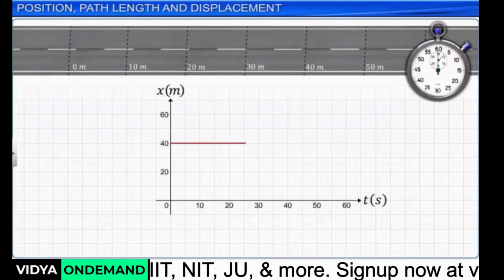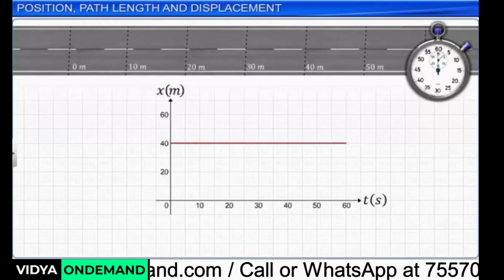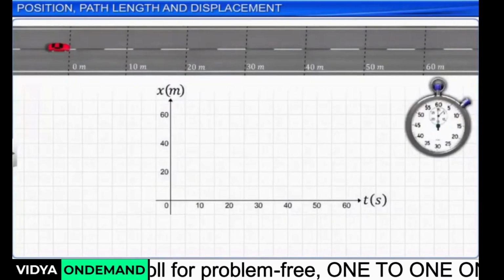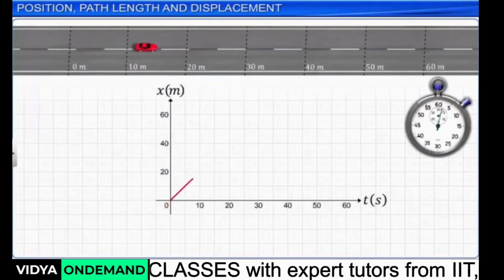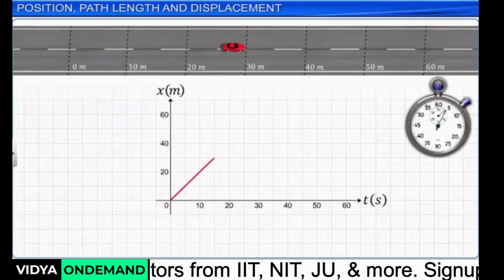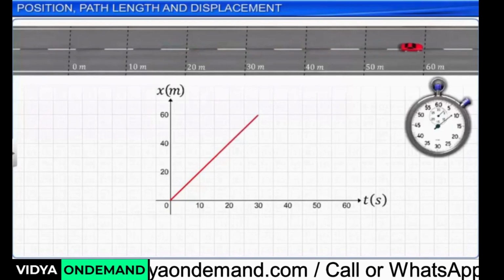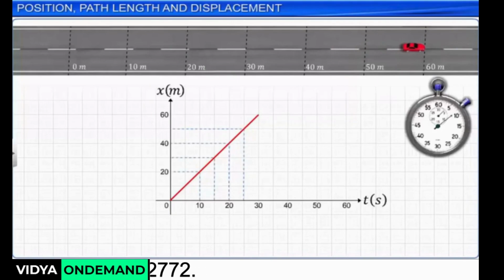Case 2. If the car starts at point 0 and covers equal distances in equal intervals of time along a straight line, the graph will be an inclined line. When a body covers equal distances in equal intervals of time along a straight line, it is said to be in uniform motion. Case 3.